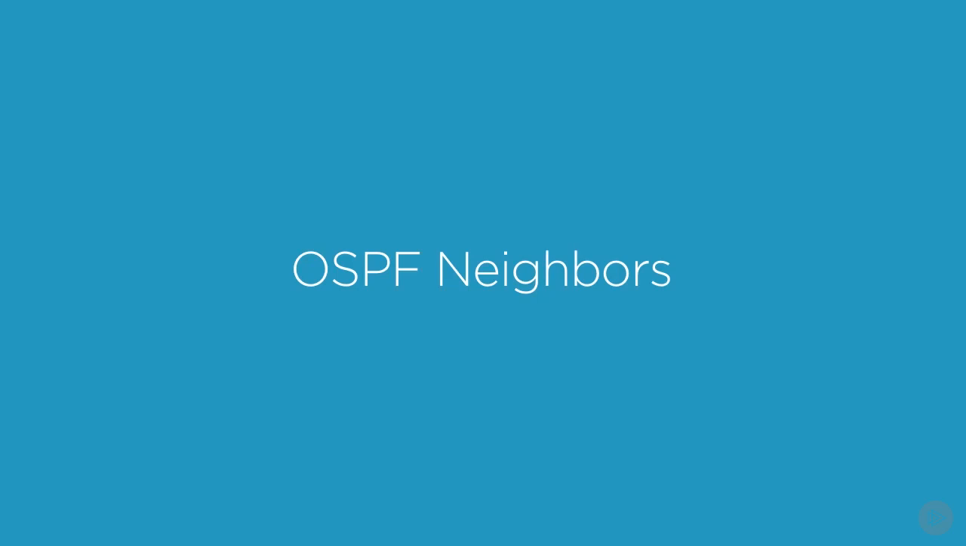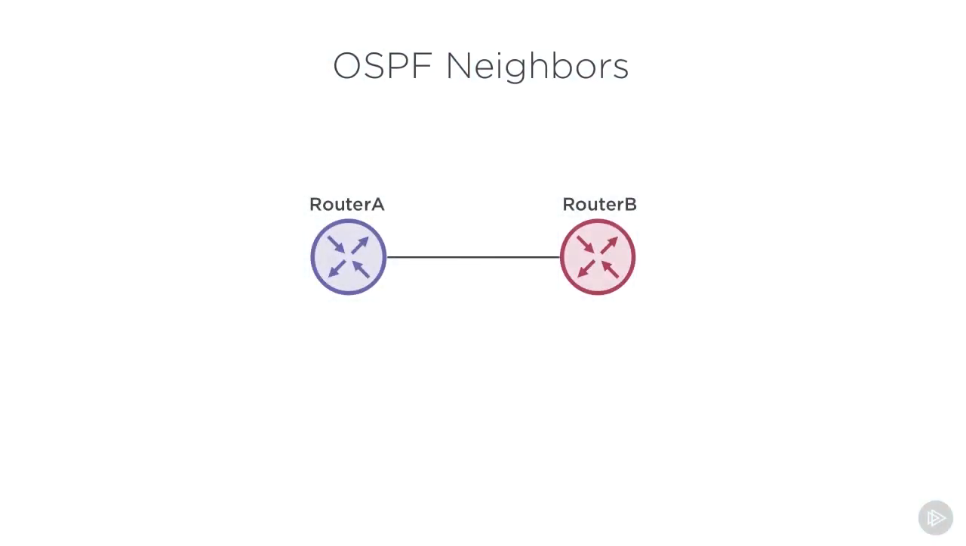Let's start with OSPF neighbors in general. If we have router A and router B here, and we turn OSPF on, what's going to happen is router A and router B are going to neighbor up with each other. So on router A's neighbor table, it's going to have router B. Router B's neighbor table will have router A.